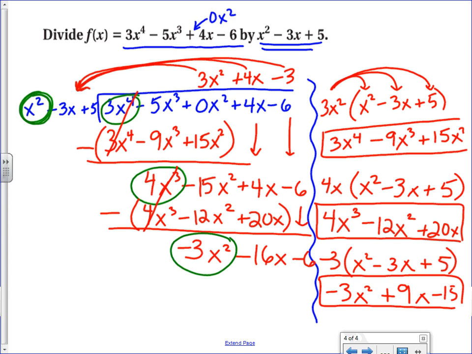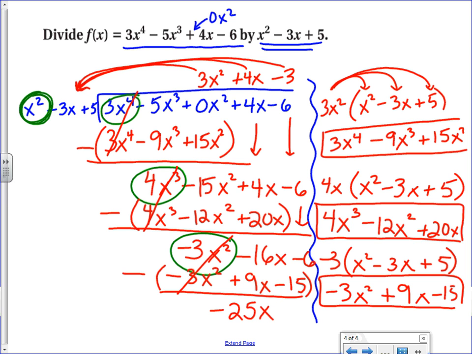Take this entire expression, write it underneath. Don't forget to put this in parentheses, subtract it. Each one of those signs will change. So this becomes negative 3x squared plus 3x squared, which should cancel out. Negative 16x minus 9x will end up as negative 25x. And then we have a negative 6, and we are subtracting a negative 15, which is like adding. So negative 6 plus 15 is positive 9. There's nothing left to bring down from the original dividend. That's how we know we're done.